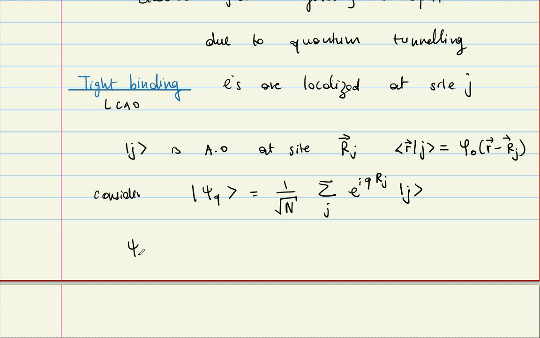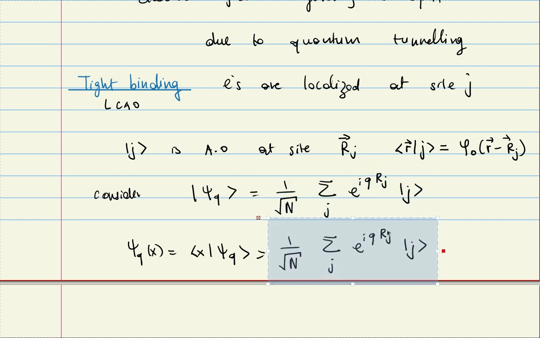And psi_q of x is going to be <x|psi_q>, and this one is going to have exactly the same form above. I just need to have this <x|j>, but <x|j> is written here. It's going to be phi_0 of x minus R_j, and R_j is, if you want, j times a.